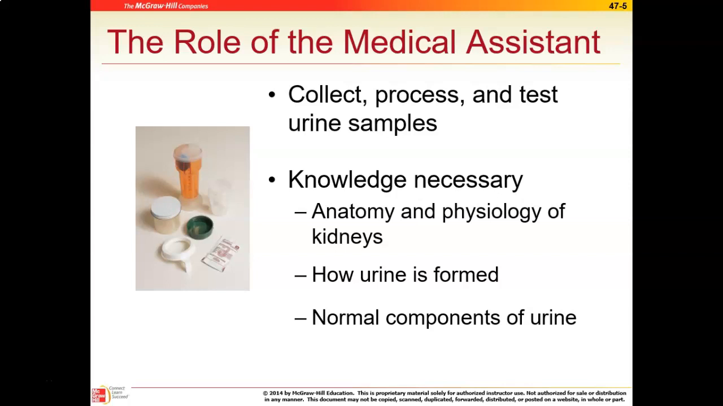And the knowledge that's important is to have a pretty good working knowledge of the anatomy and physiology of the kidneys, which is why you guys are going through chapter 30. We need to refresh on how urine is formed and why, and then the different components of urine that are considered normal versus components that maybe aren't normal.